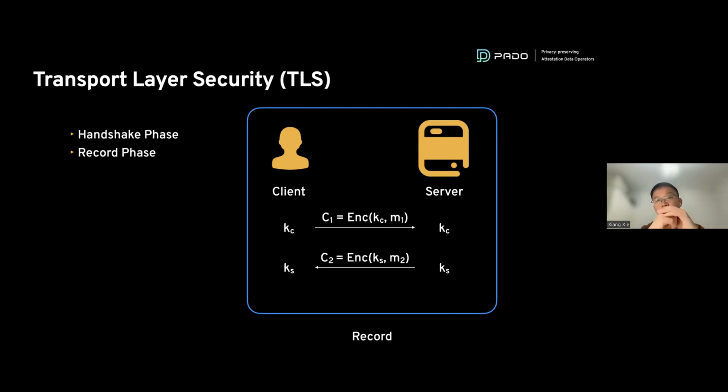So in the record phase, the client and server use these two symmetric keys to send and receive messages from each side. Here, all the encryption uses symmetric keys like AES-GCM or ChaCha, so it's quite efficient in this phase. So that's basically the framework of TLS. The framework is simple, but I have to say the details are quite complicated, and that's why we spent a lot of time implementing all the details.